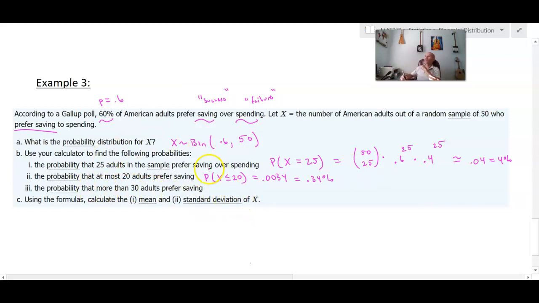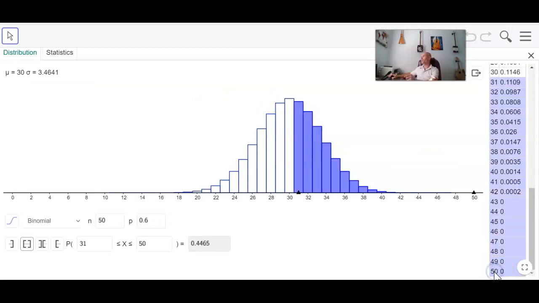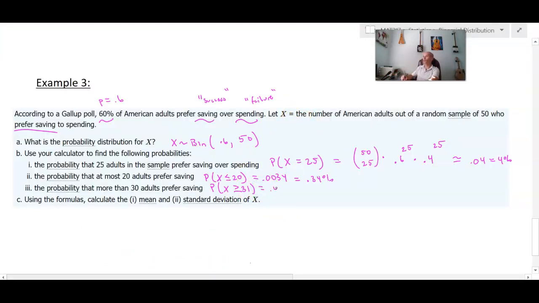The probability that more than 30 adults prefer saving, x is greater than 30. So I could write greater than or equal to 31. And so that will mean that I have to go from 31 on up. So all of those bars get their probabilities added together. You get about 0.4465, which is equal to 44.65% of the time.